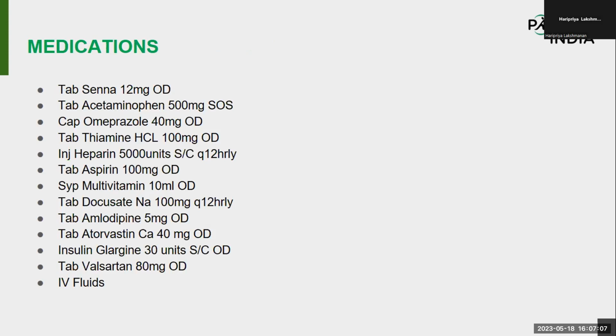The patient is taking tablet Senna 12 mg OD, tablet acetaminophen 500 mg SOS, capsule omeprazole 40 mg OD, tablet isosorbide mononitrate HCl 100 mg OD, injection heparin 5000 units subcutaneous 12th hourly, tablet aspirin 100 mg OD, and syrup multivitamin 10 ml OD, tablet docusate sodium 100 mg 12th hourly, tablet amlodipine 5 mg OD, tablet atorvastatin 40 mg OD, insulin glargine 30 units subcutaneous OD, tablet valsartan 80 mg OD, and is on IV fluids. Next slide.